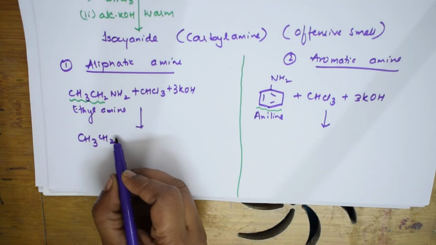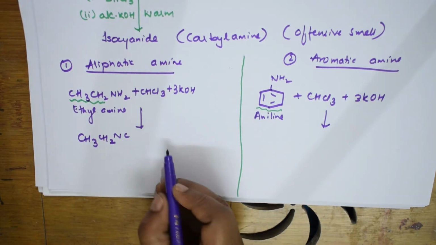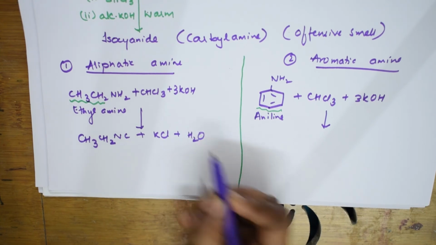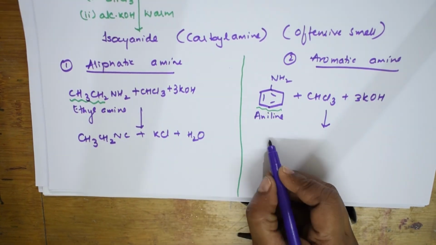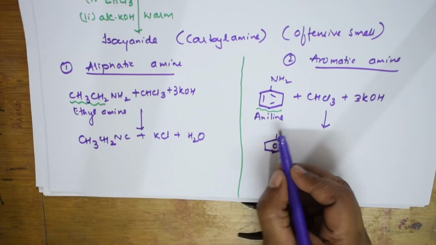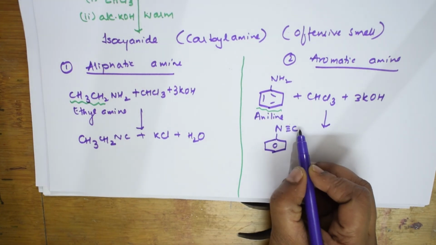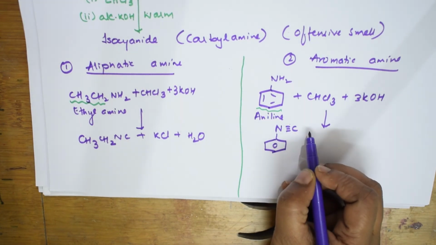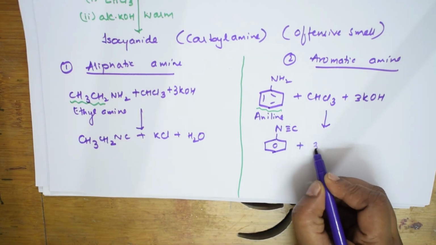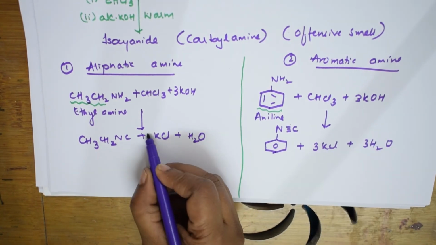Then you're going to write NC, and KCl, water. Then here I'll be copying the same thing. We will see how it has come. Benzene ring, same like this, N triple bond C. Okay, NC, right? Then 3 KCl plus 3 H2O. Why did I write 3 here also, here also?